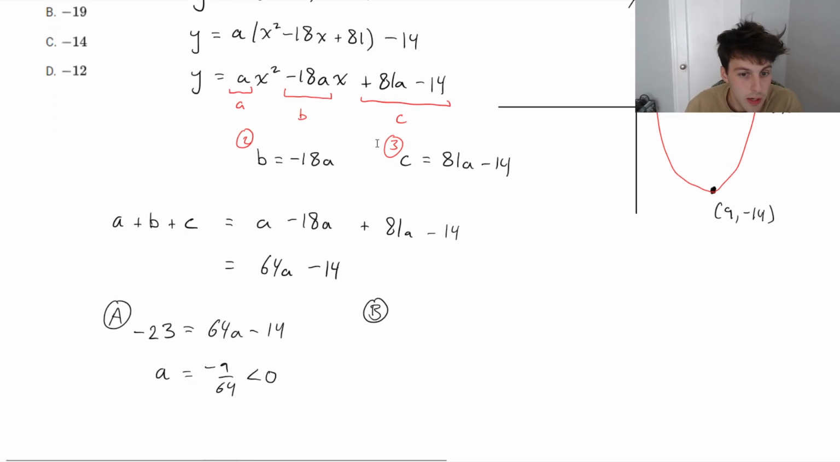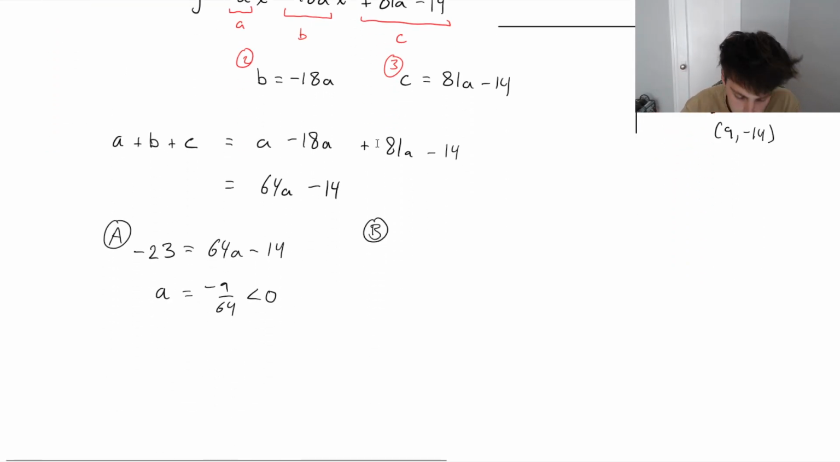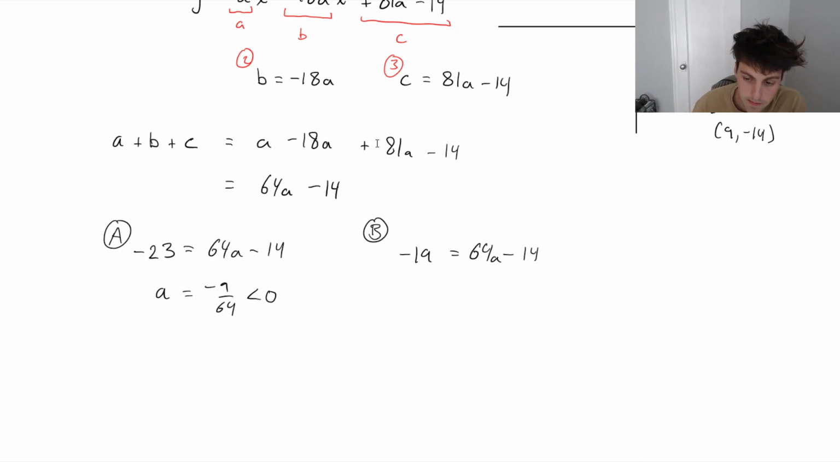Let's scroll down a bit. Okay, B is minus 19. 64a minus 14. Right, I can see minus 19 plus 14, that's going to be minus 5. So our a is going to be minus 5 over 64. Also less than 0. Not what we're looking for.